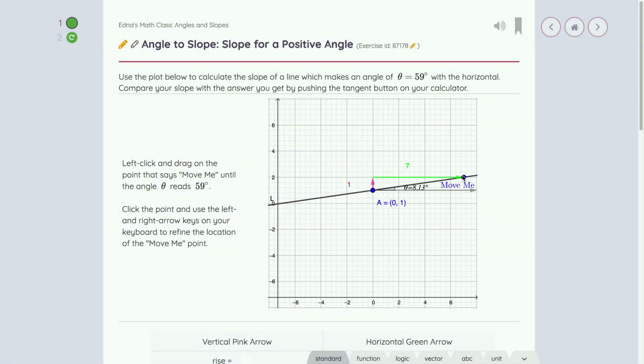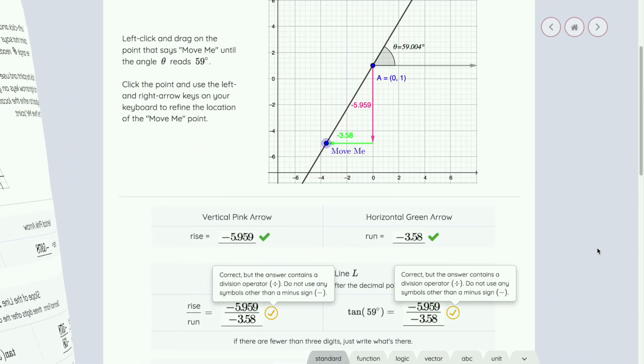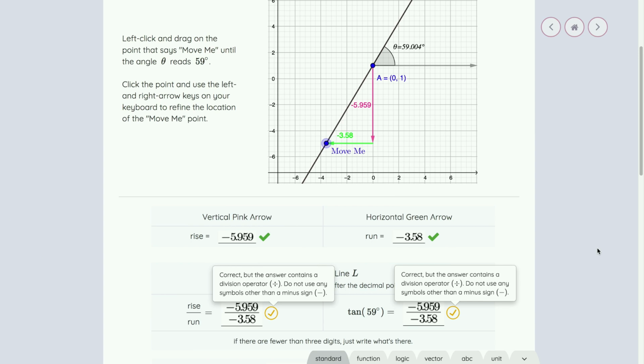I programmed this GeoGebra app, which the student manipulates to measure the angle of the line and compute the resulting slope. Answers are entered using the computer keyboard or the built-in math keyboard. We'll see the exercise gives feedback and hints to help correct mistakes.